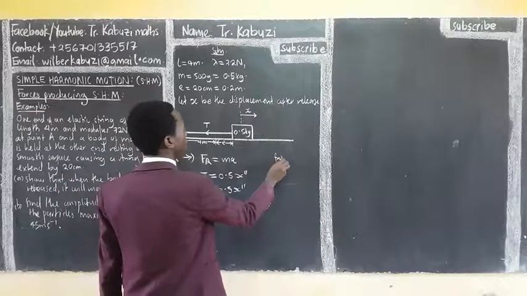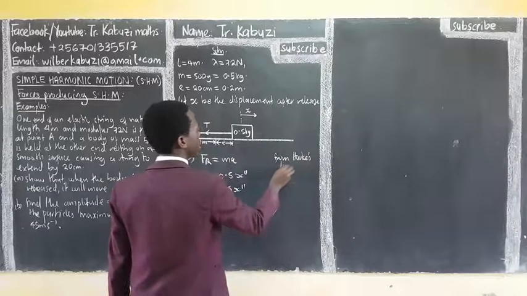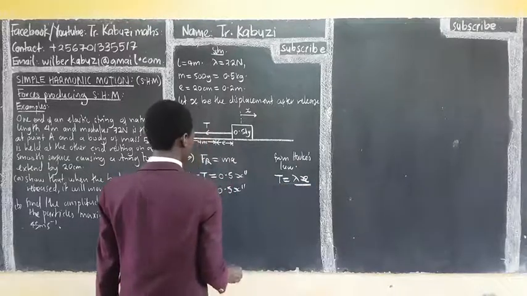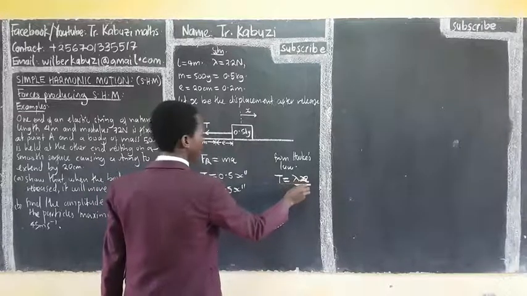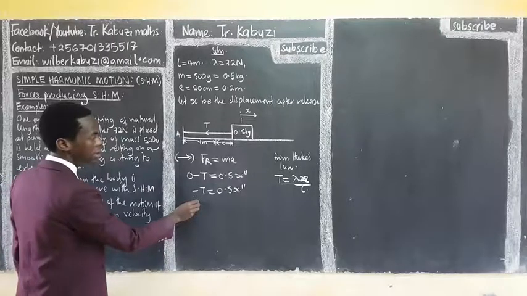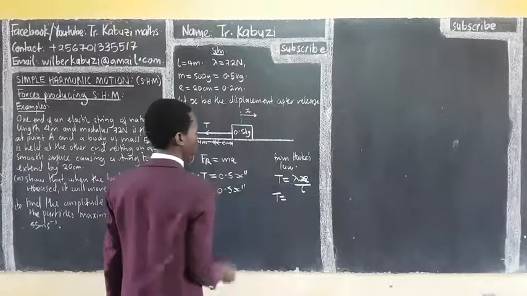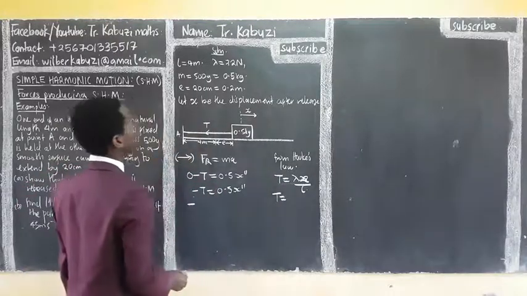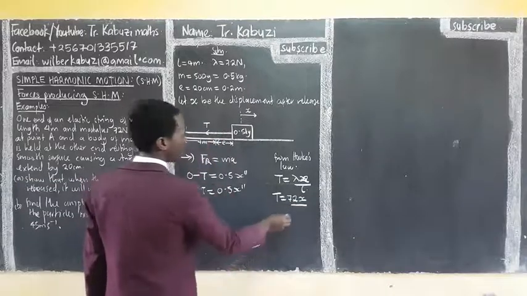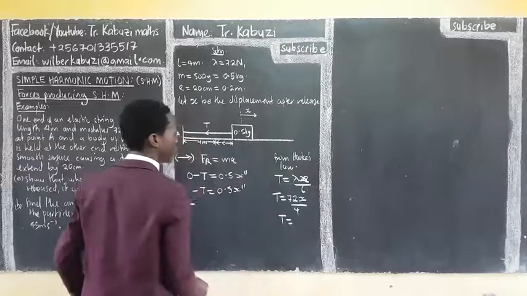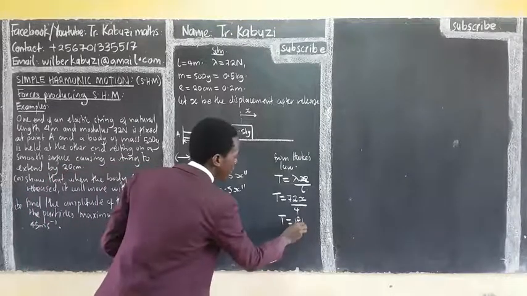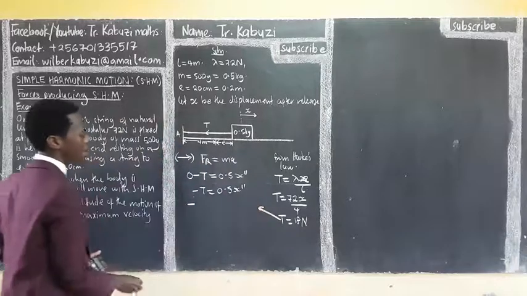Then you know from Hooke's law that the tension in a string is given by lambda times the extension over the natural length L. So I have T equals lambda, and my lambda is 72, times the displacement x over the length, which is 4. 72 divided by 4 gives me 18 newtons.